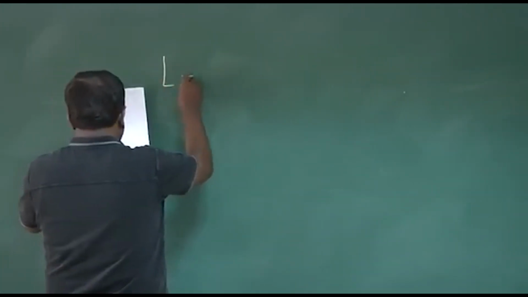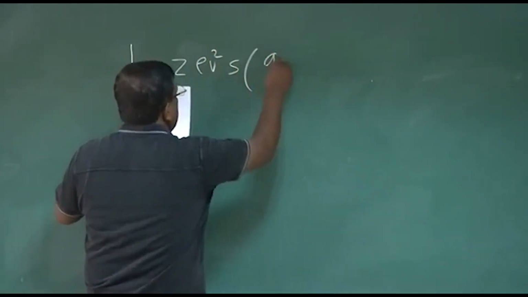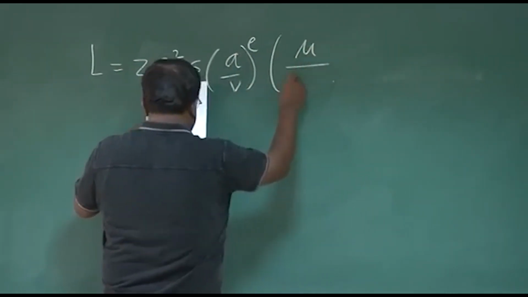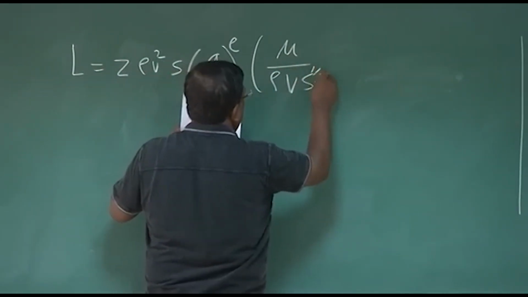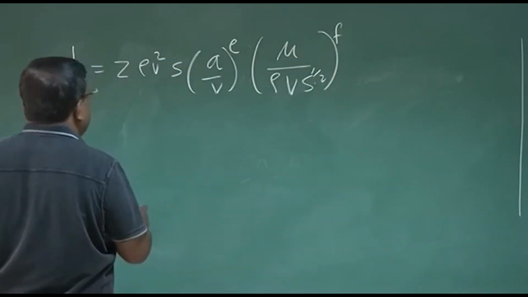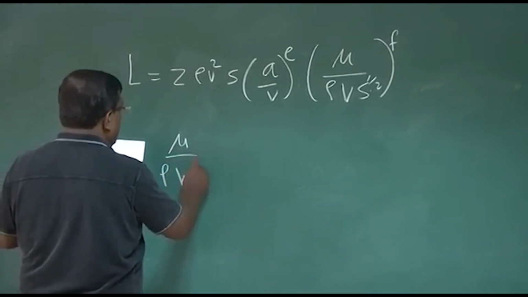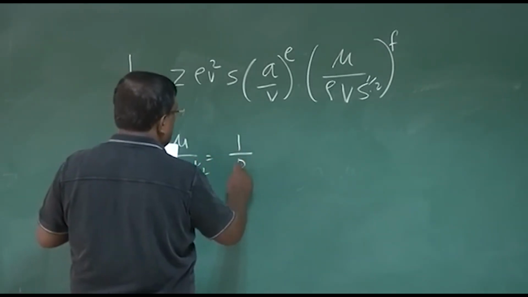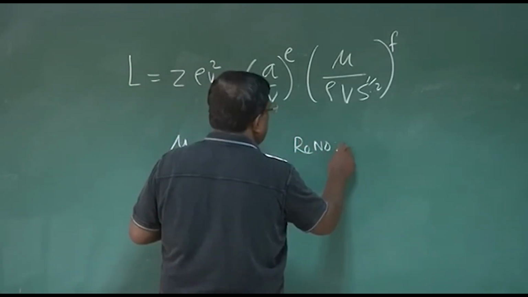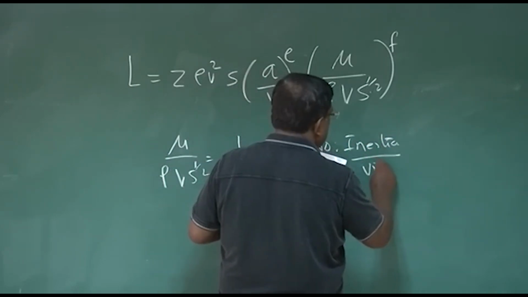As lift equal to Z rho V square S, A by V to the power E, and mu by rho V S to the power half, to the power F. And we identified that mu by rho V S to the power half is 1 by Reynolds number. And Reynolds number, we know that it is the ratio of inertia to viscous force.